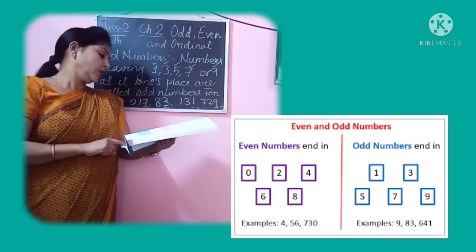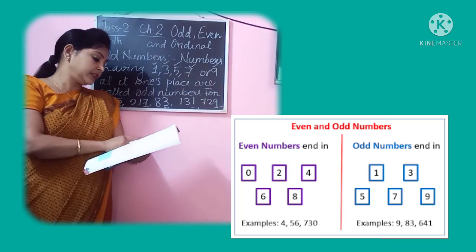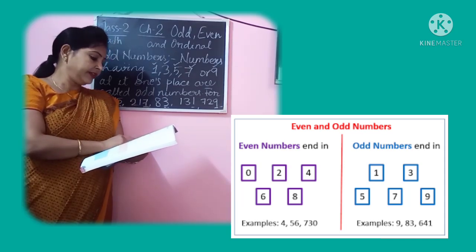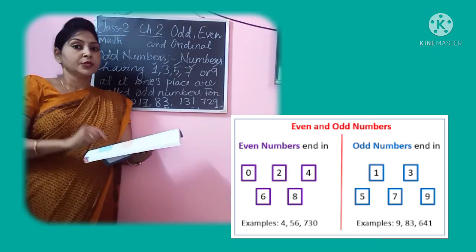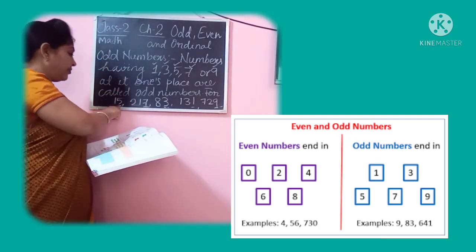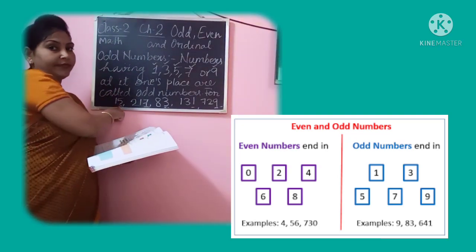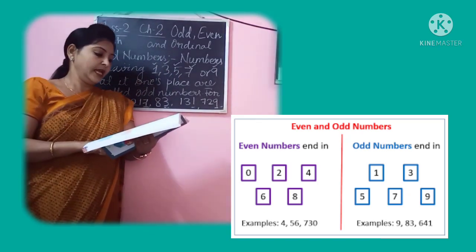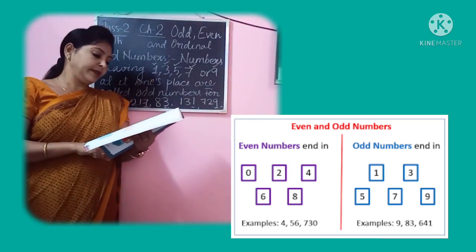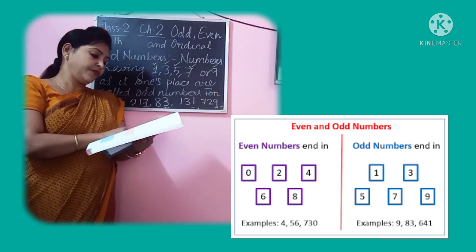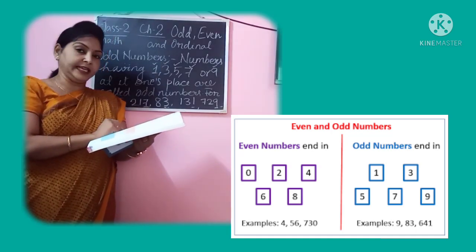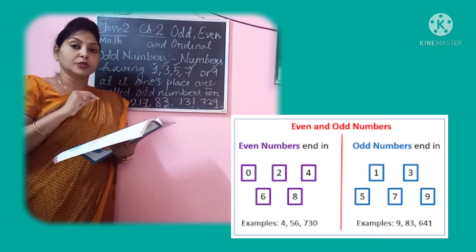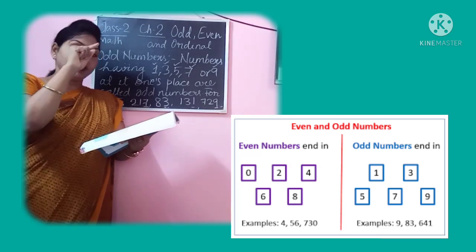So see question number 2, count the numbers: 1, 2, 3, 4, 5, 6, 7, 8, 9, 10, 11, 12, 13, 14, 15. So 15, you see here, it is having 5, so it will be an odd number. So you will put a cross mark. Then ladybugs, how many ladybugs are there? 1, 2, 3, 4, 5, 6, 7, 8, 9, 10. It is 10. So in ones place, 0 is the number, so it will be an even number. You will put a tick mark.